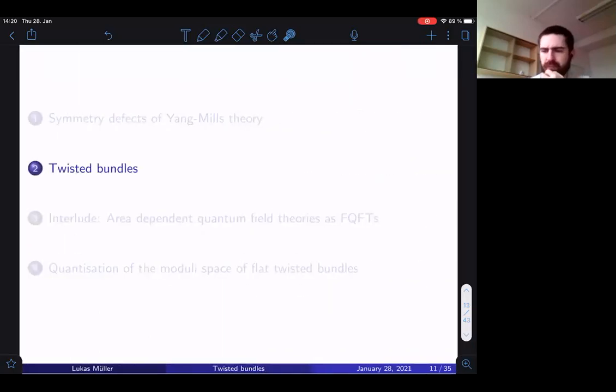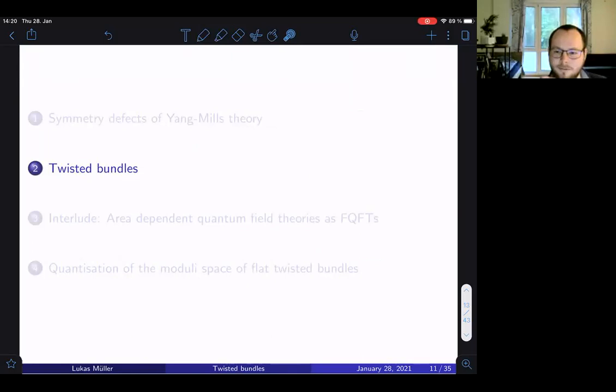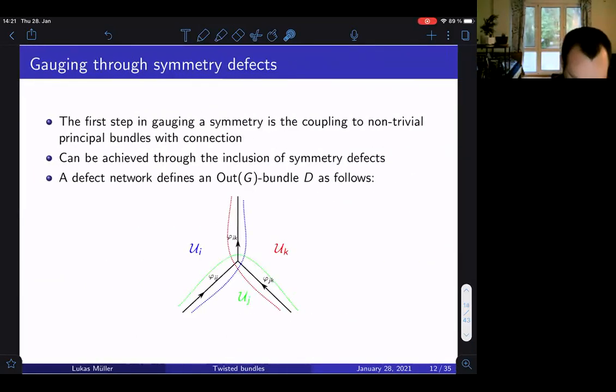Okay. Are there any other questions for the first section? The next section is just to describe some kind of geometric object such that you can realize this partition function as a path integral over these geometric objects. That's what I'm going to talk about. They are called twisted bundles.